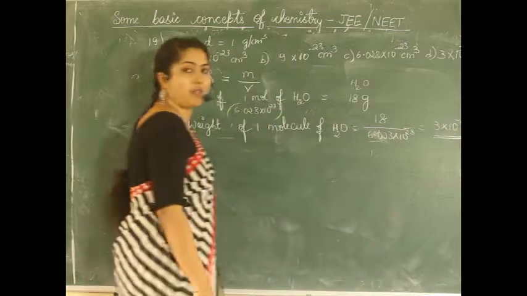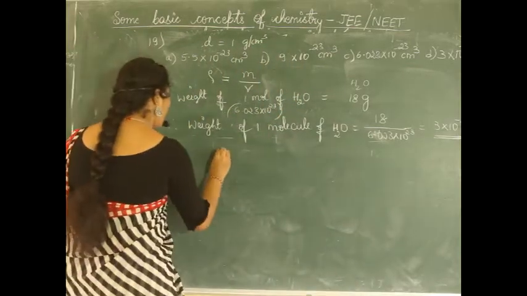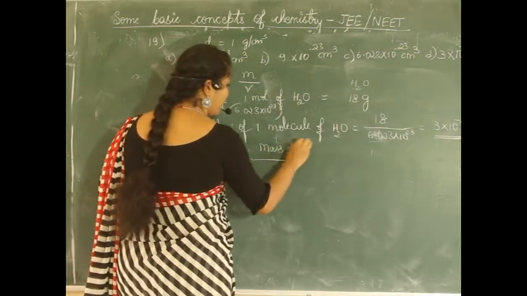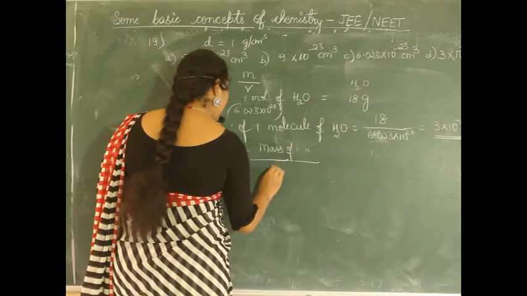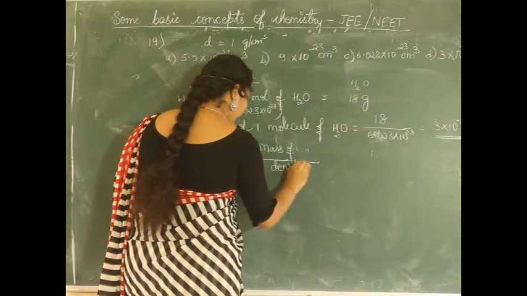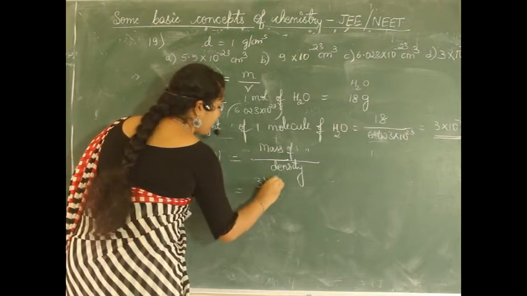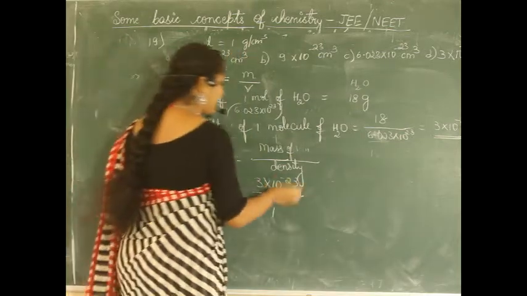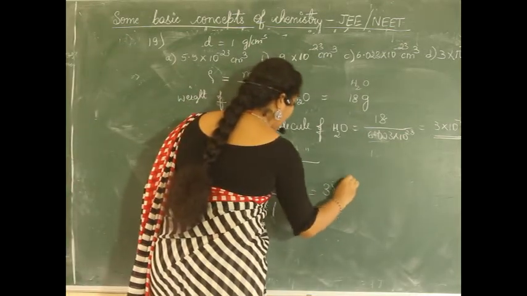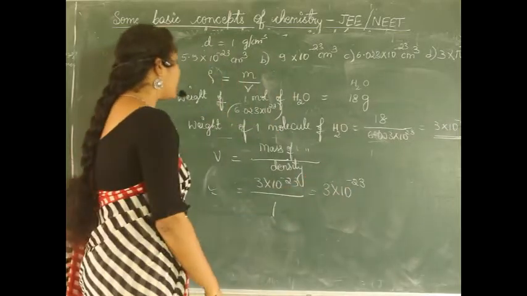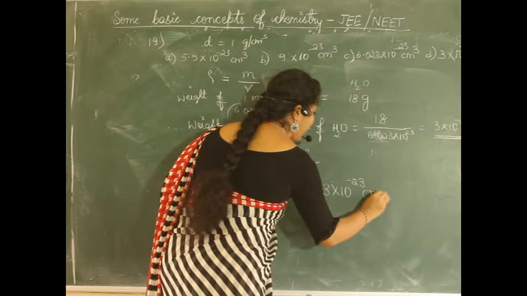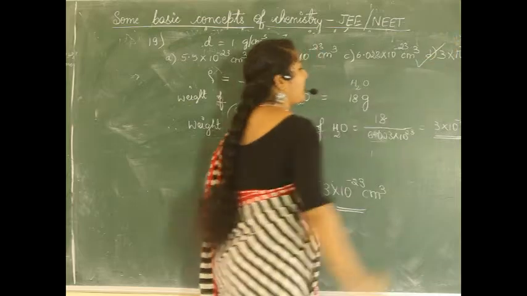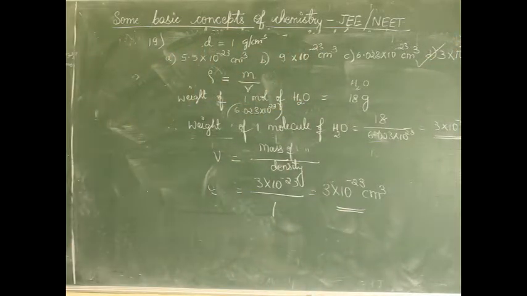So what is asked? Volume is asked. So go for volume. Volume is equal to mass of 1 molecule divided by density. It is 3 into 10 to the power minus 23 by 1. Density is 1. So what is the answer? 3 into 10 to the power minus 23. And what is the unit here? Volume is asked, so it comes to be cm cube. Which is the option? The right option is D.